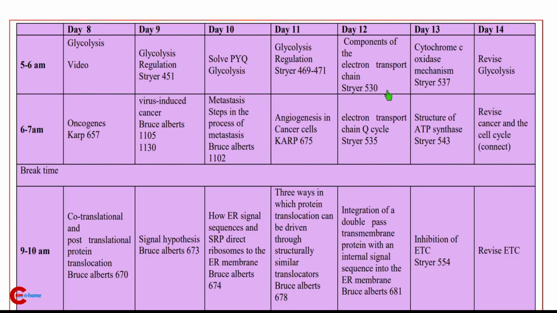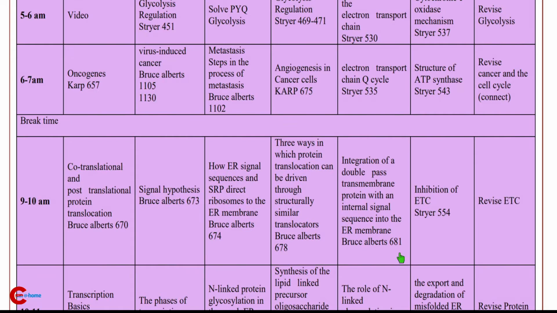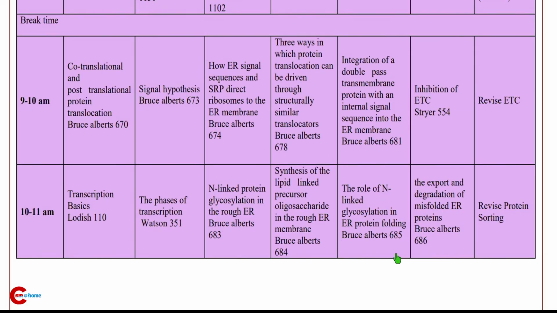Then Day 12, electron transport chain components. Which book to refer? STRYER, page number 530. Then 6 to 7 a.m., electron transport chain Q cycle. That is also very important. 9 to 10 a.m., the integration of a double-pass transmembrane protein with an internal signal sequence into the endoplasmic reticular membrane. 10 to 11 a.m., the role of N-linked glycosylation in endoplasmic reticulum protein folding.